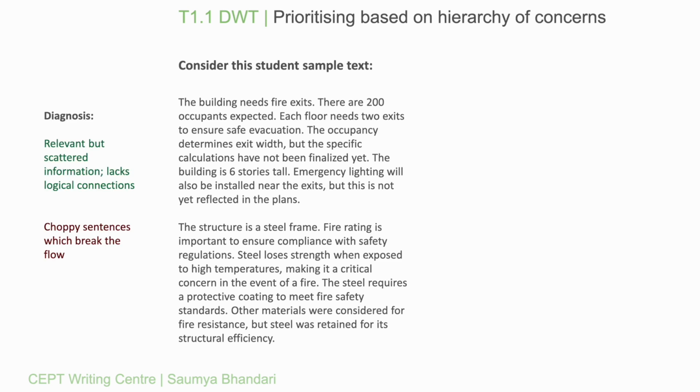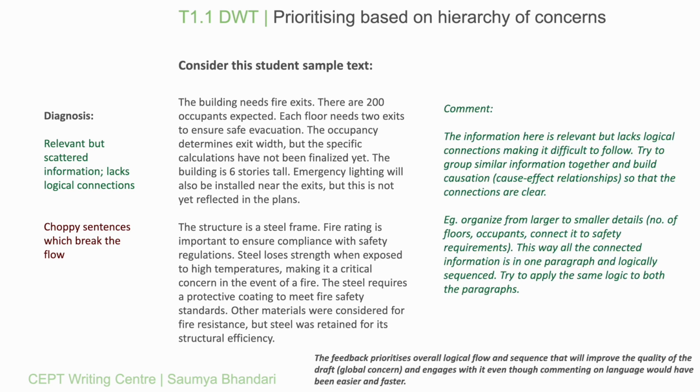One thing that immediately stands out is how the sentences are choppy and disrupt the flow of the text. But that's not the only issue. The text contains relevant information, but it is scattered, making it difficult to form logical connections. The feedback needs to address this larger issue of logical flow and organization, which will significantly improve the text's overall readability.